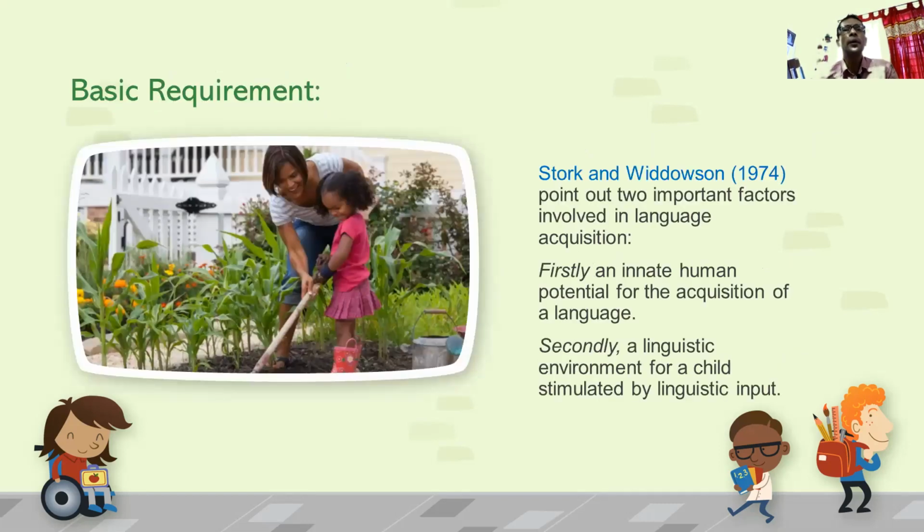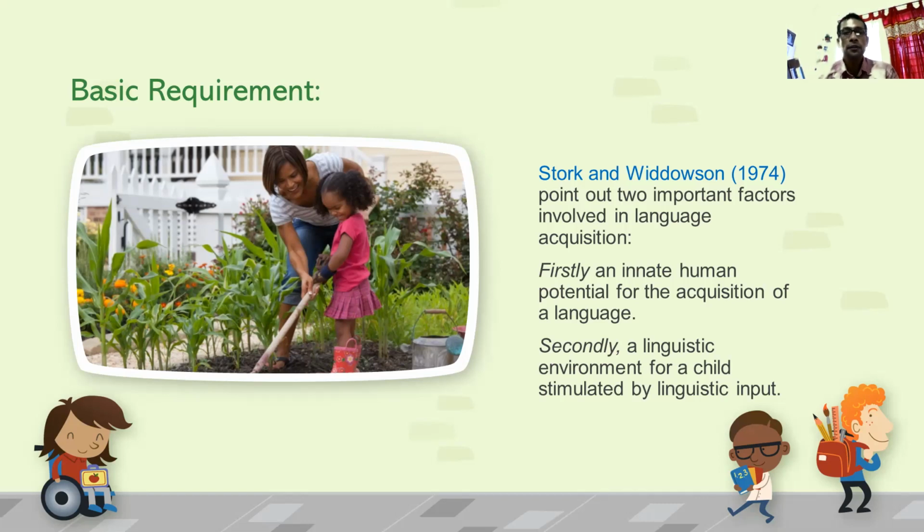Okay, what are the basic requirements for child language acquisition? These are some quotations. Stork and Widdowson, in their thesis 1974, point out two important factors involved in language acquisition. Firstly, an innate human potential for the acquisition of a language. And secondly, a linguistic environment for a child stimulated by linguistic input. So these are the basic requirements which really help children to maintain and grow their own languages, especially L1, that is first language. And with this, the children develop their L2, that is second language.